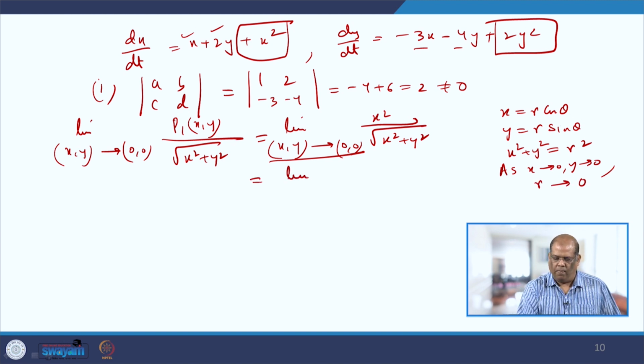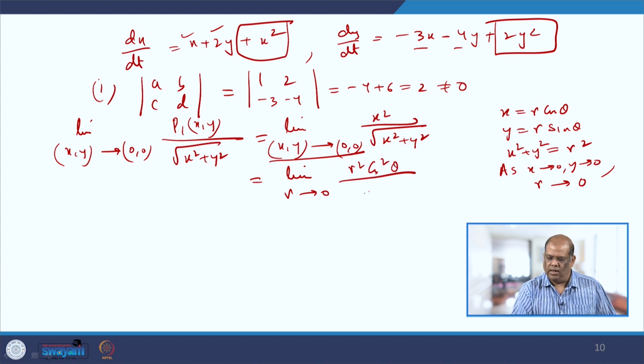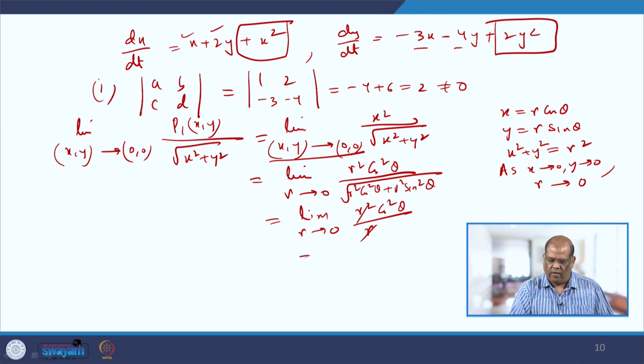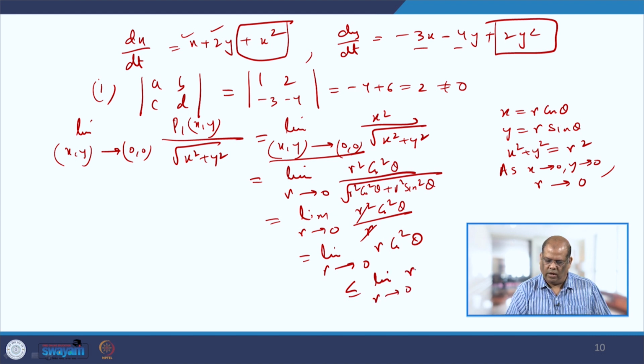So, if I now replace this with r tends to 0, I have x² as r² cos² θ, divided by root of r² cos² θ + r² sin² θ. If you take r² common, it becomes only r. So r² cos² θ by r, this and this cancel, and you are left with the limit as r tends to 0 of r cos² θ. Now, as we know, cos θ is bounded, so this is less than or equal to the limit as r tends to 0 of r, and it is 0. So the limiting value of this is 0.